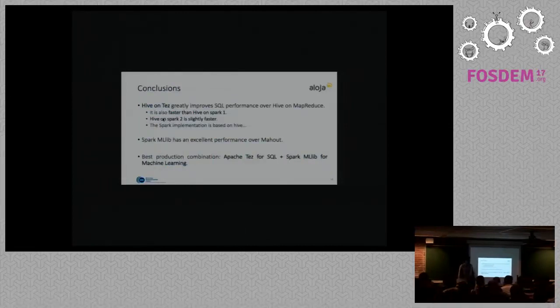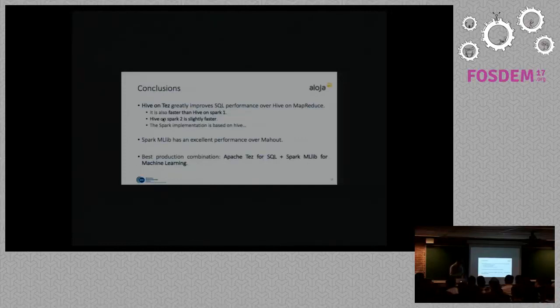So just to finish, some conclusions we can gather from these results. First off, Hive plus Tez is improving SQL performance by a long shot over MapReduce. It's slightly faster than Spark 1, but it's slightly slower than Spark 2. And we have to make something clear at this point: the Spark implementation of the queries is the same as the Hive one. So they are using the very same SQL queries, and in this implementation, these queries are very optimized for Hive. So maybe tweaking for Spark may give us different results.